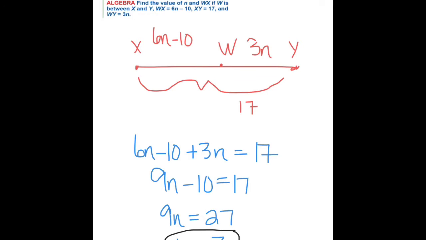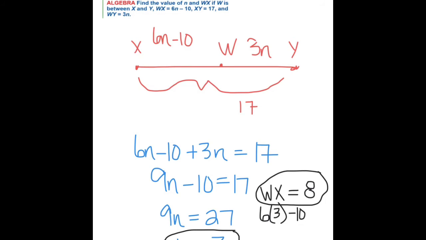also asked to find the value of wx. So I'm going to take the value of n and plug it in. So wx is 6 times n minus 10, which is 18 minus 10, or 8. Okay, so not doing anything too hard, I don't think. Really just doing some substitution with algebraic expressions.